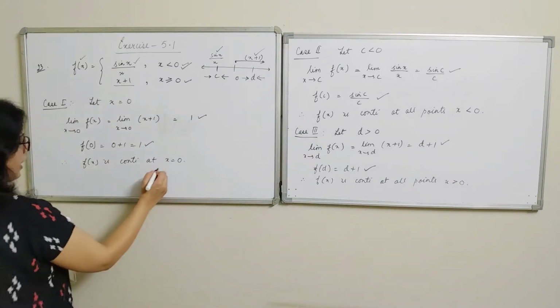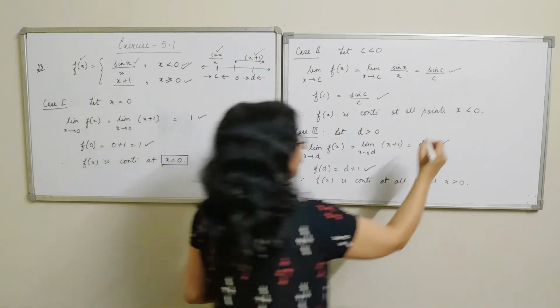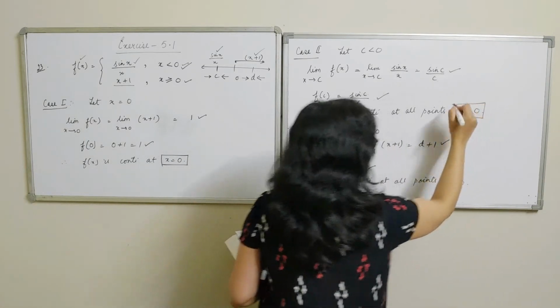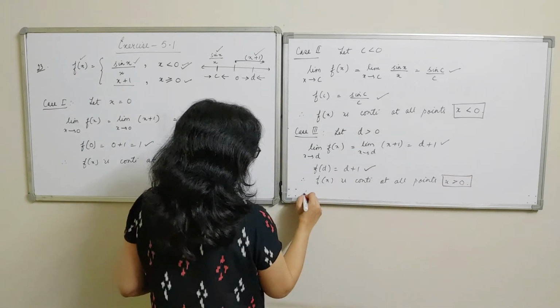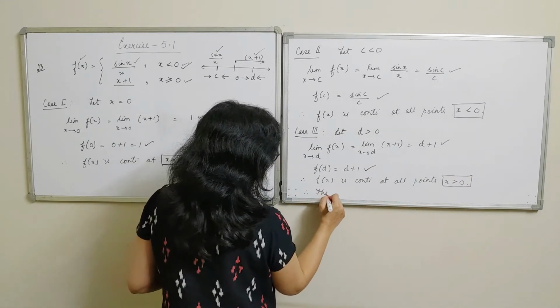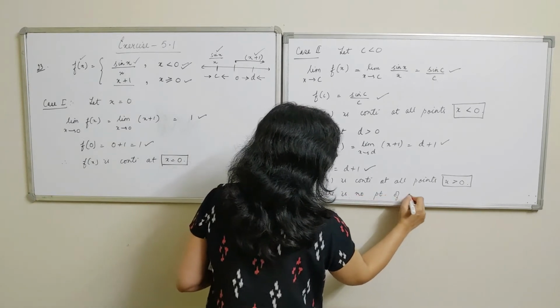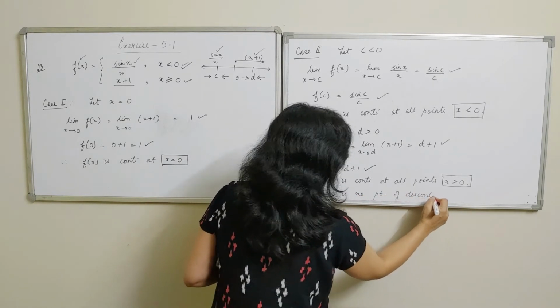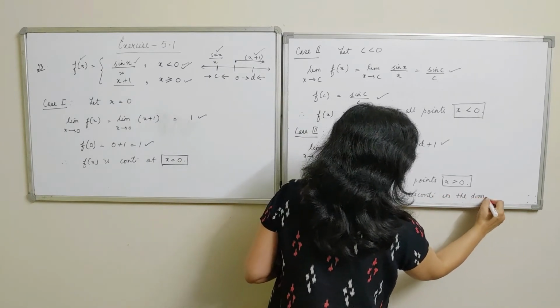So see here, at the point 0, the function is continuous. At all points less than 0, the function is continuous. At all points greater than 0, the function is continuous. That means there is no point of discontinuity. There is no point of discontinuity in the domain of the function.